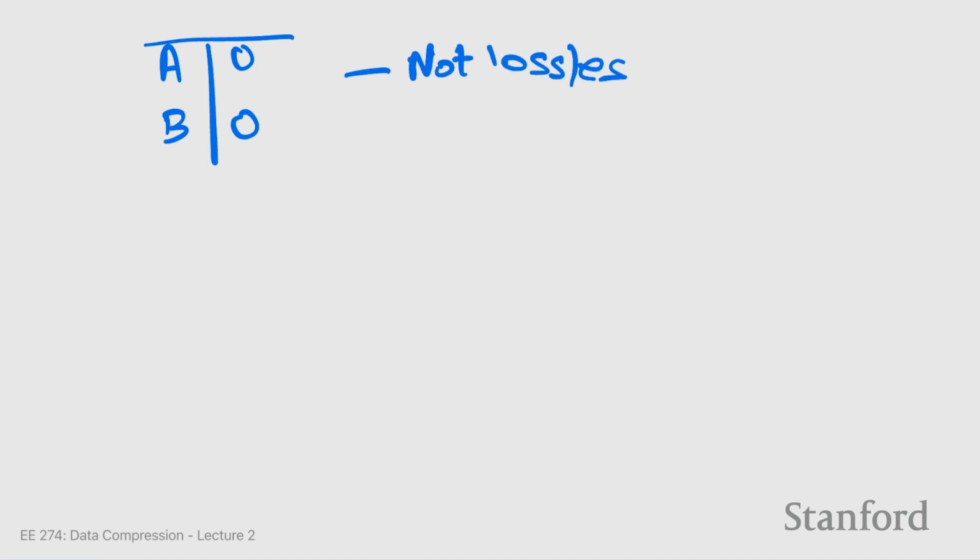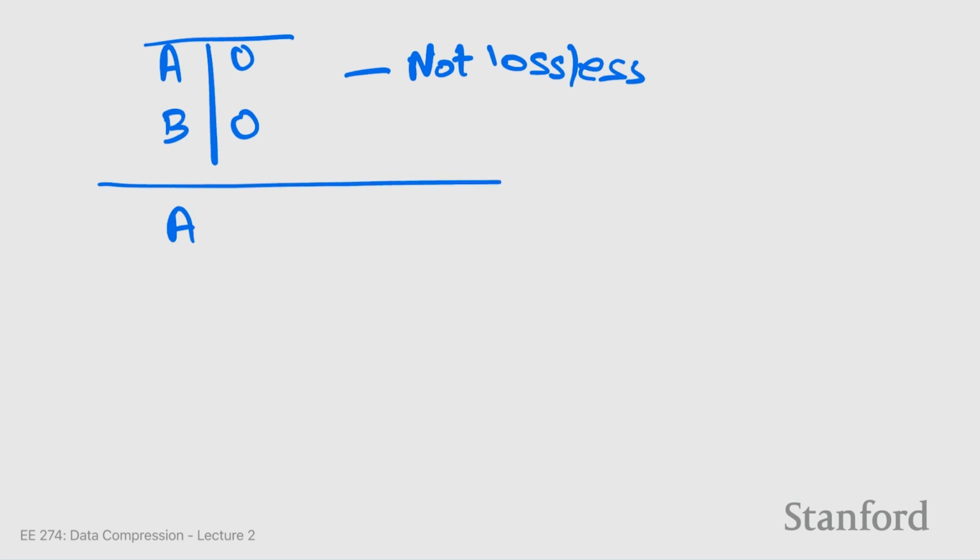Okay, so I will write down a few codes and I will ask you whether they are lossless or not. Okay, is this lossless? No. I hear no. Why is it not lossless? Yeah, because of the ambiguity, in the sense that A and B have the same encoding. So clearly, if you only see zeros, you can never tell whether A or B was transmitted, right? So this is not lossless. This is very much not lossless.